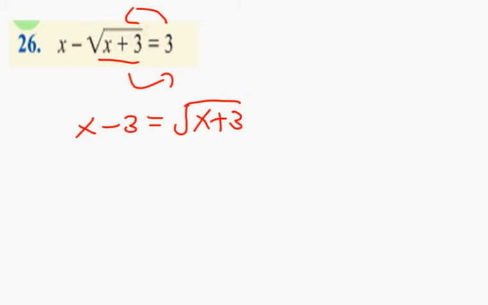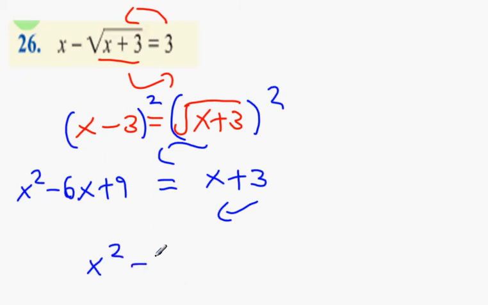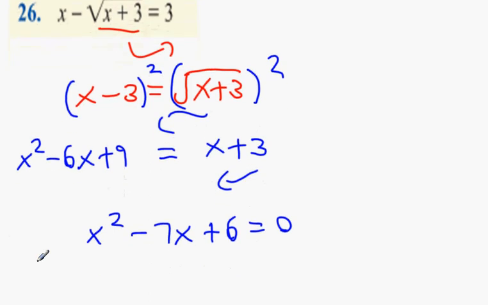Square both sides. What happens is I'm going to get x plus 3 on the right and x squared minus 6x plus 9 on the left. Going to bring the x and the 3 over to the other side. What I'm going to get is x squared minus 7x plus 6 equals 0. Put in your numbers. We're going to get x minus 3.